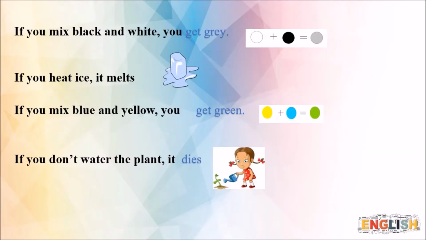Let's summarize. We have here 4 examples. So we say if you mix black and white, you get a gray. Number 2, if you heat ice, it melts. Number 3, if you mix blue and yellow, you get a green. And last one, if you don't water the plant, it dies. So as you can see here, we use the zero conditional for 2 things. First of all, to talk about a general truth, scientific fact, or to make a statement about the real world.